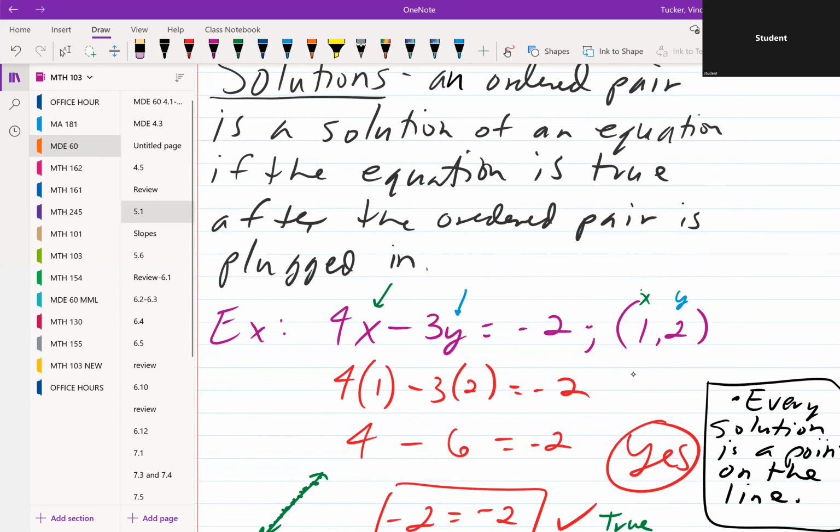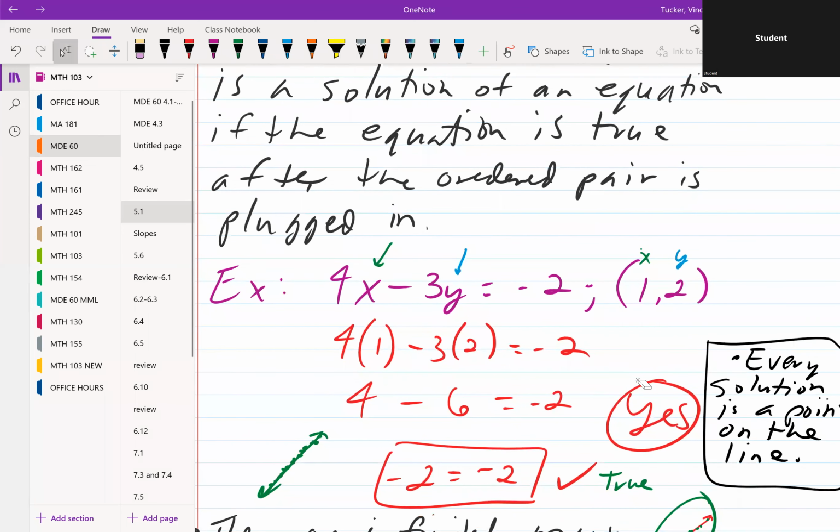So that means 1 is going to be x, 2 is going to be y. Plug it in right here. That's 4 times 1 minus 3 times 2 equal to -2. 4 times 1 is 4. 3 times 2 is 6. 4 minus 6 is -2. And so that creates a true statement for us, which is -2 equal to -2. So that means, yes, it is a solution for us.